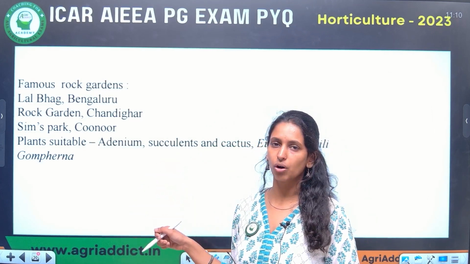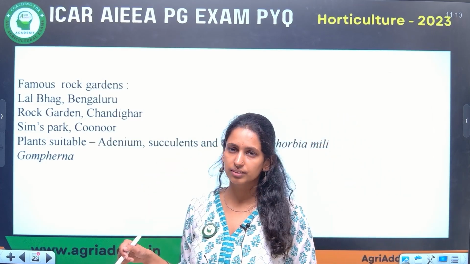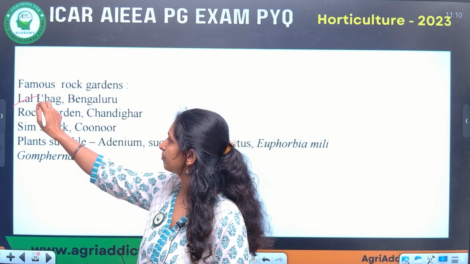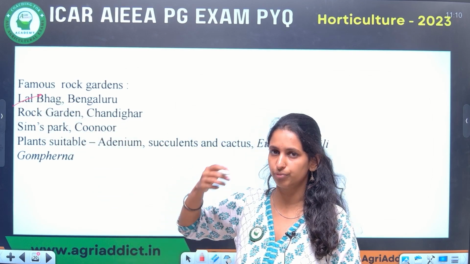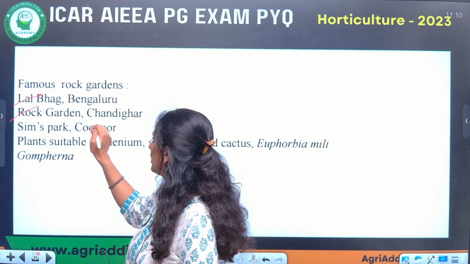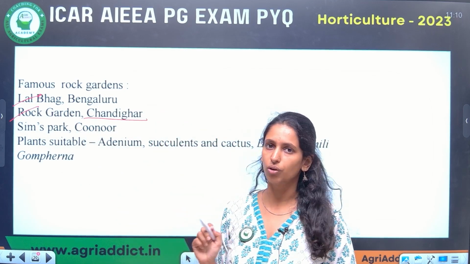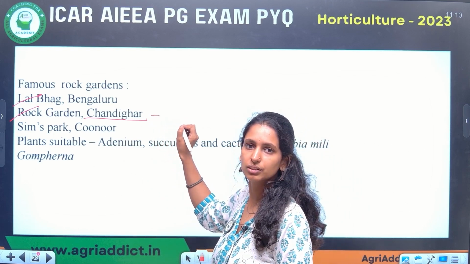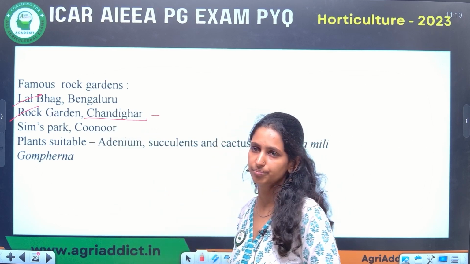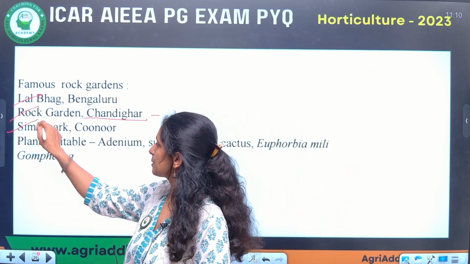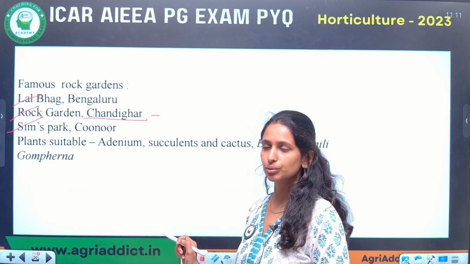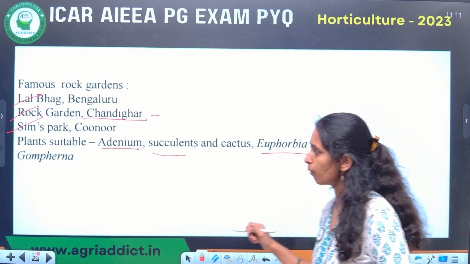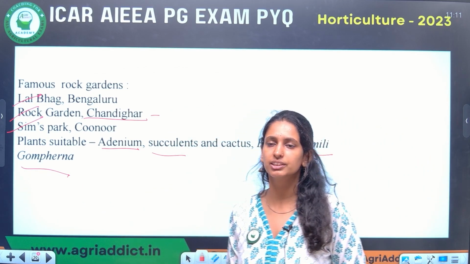Here are some famous rock gardens in India. Actually, in a freestyle garden, they will have one rock garden feature. Example, Lal Bagh is a freestyle garden and it has a rock garden feature also. And Rock Garden Chandigarh is very important because it's a solo rock garden. It doesn't have any other feature. Mention in the comment section who developed Rock Garden Chandigarh. And third, Sims Park, Kunur. Some other plants suitable for rock garden are adenium, succulents, cactus, Euphorbia milii, and Gomphrena. Even French marigold you can use in the rock garden.